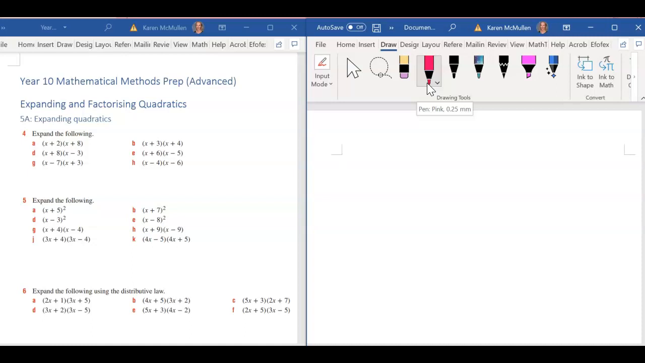5A. All right, so with expanding, and let me just write this down, we do have to expand both brackets. So when you were taught this during Head Start, we would have used FOIL. So first, outside, inside, last.